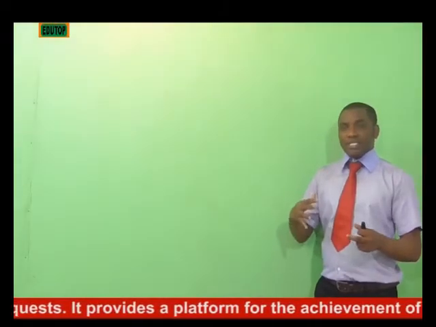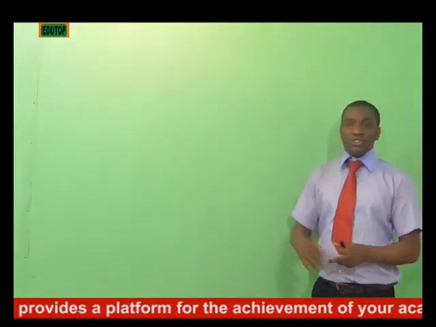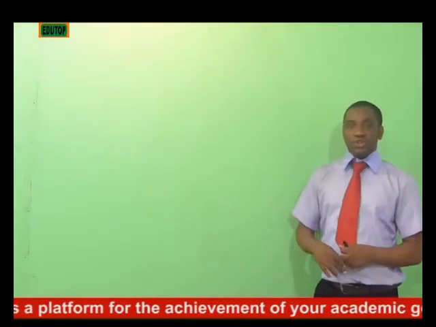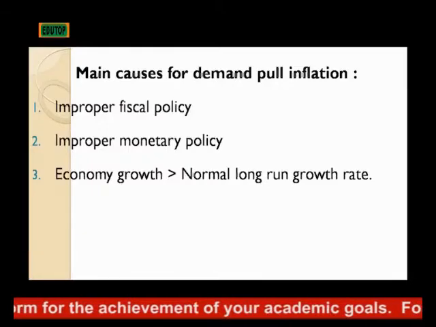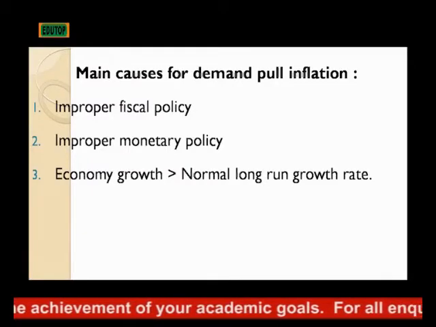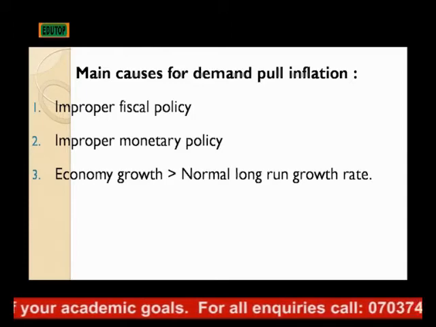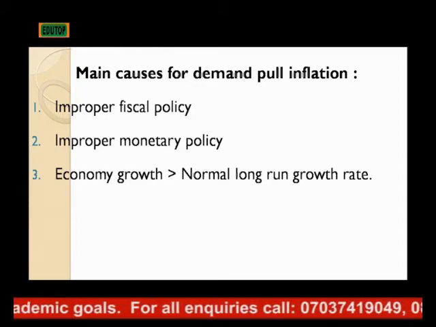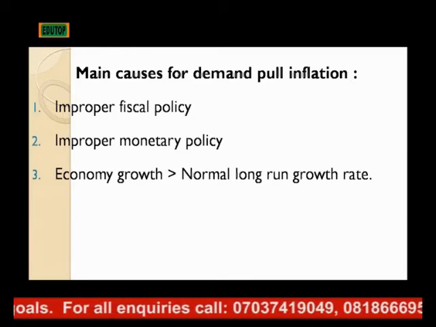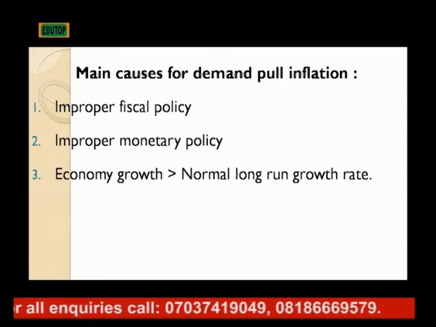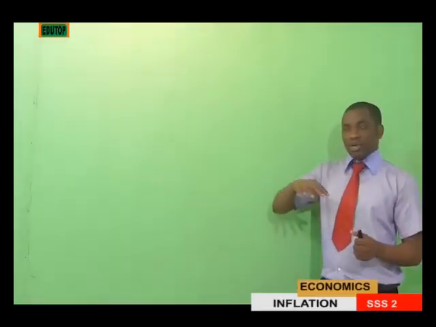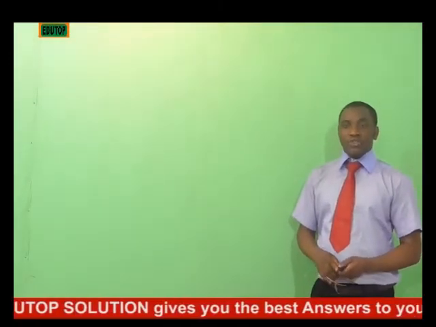Also, what are the main causes of this demand pull inflation? 1, if there is improper fiscal policy. 2, if there is improper monetary policy. And 3, when the economic growth is greater than normal long-run growth. These are the major causes of demand pull inflation.